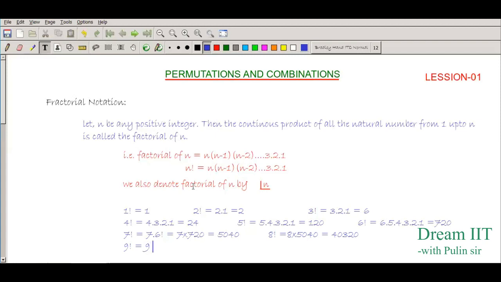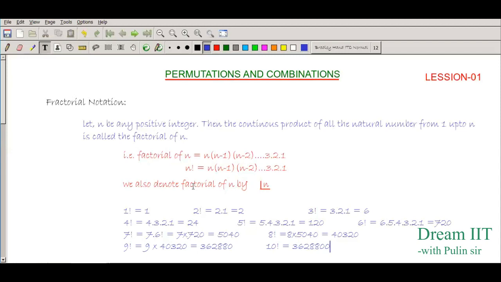Then 9 factorial is 9 times 8 factorial, that is 9 times 40320. Multiplying this again: it is 0 here, then 8 here, 9 2s are 18, 9 3s are 27, so 28 will be here, and then 9 4s are 36. And then you go up to 10 factorial. 10 factorial you can write directly, only one zero will be added at the end.